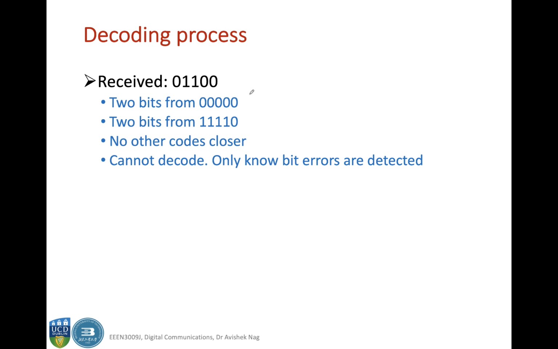Now let's say you have a received code word like this, then there is a difficulty in correcting the errors. This is 2 bits from this code word and 2 bits from this code word, and no other codes are closer, so you cannot decode, or you can only know that bit errors are there. But you don't know which code word was sent because there is a tie here.